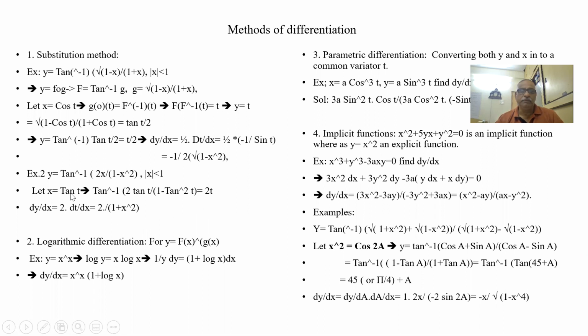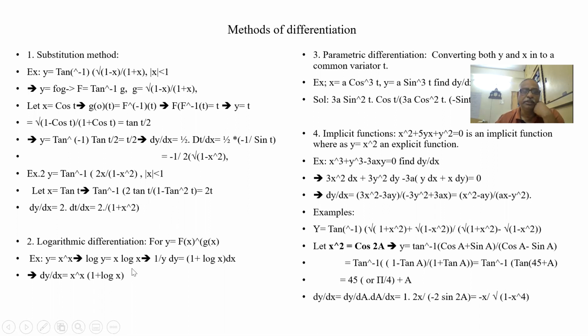dt by dx is what? 1 by 1 plus x square. Tan t is x, so secant square t dt is dx, which is 1 plus x square dt. So dt by dx comes this side, tan t goes other side. What is dx here? Secant square t dt. So dt by dx is 1 by secant square t. That means 1 by 1 plus x square. So this is one method.